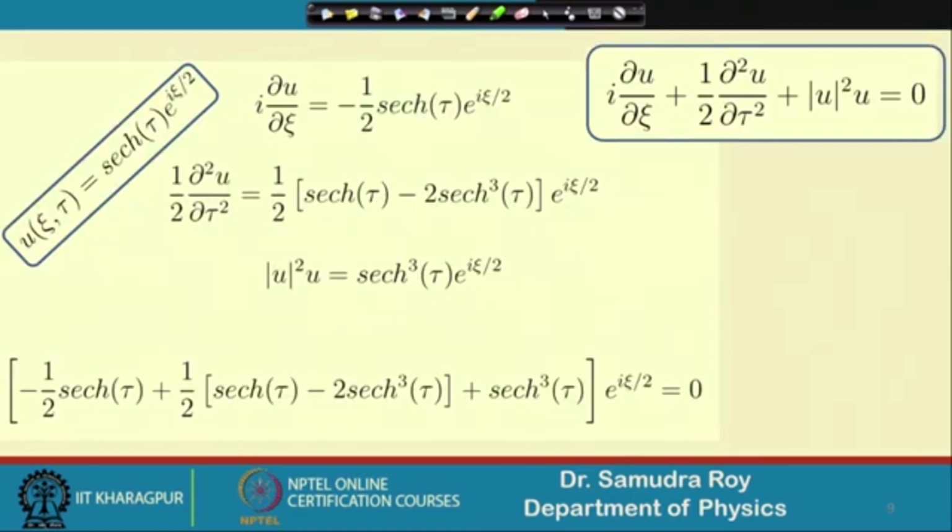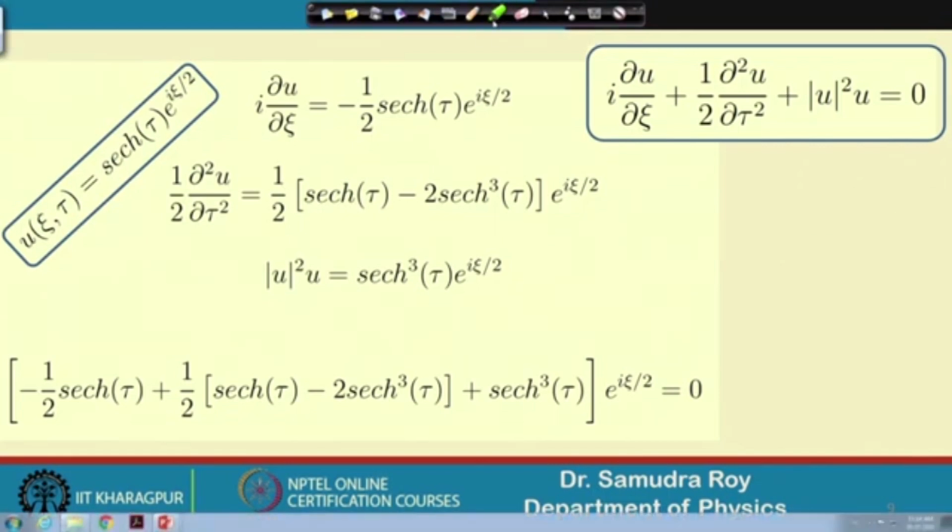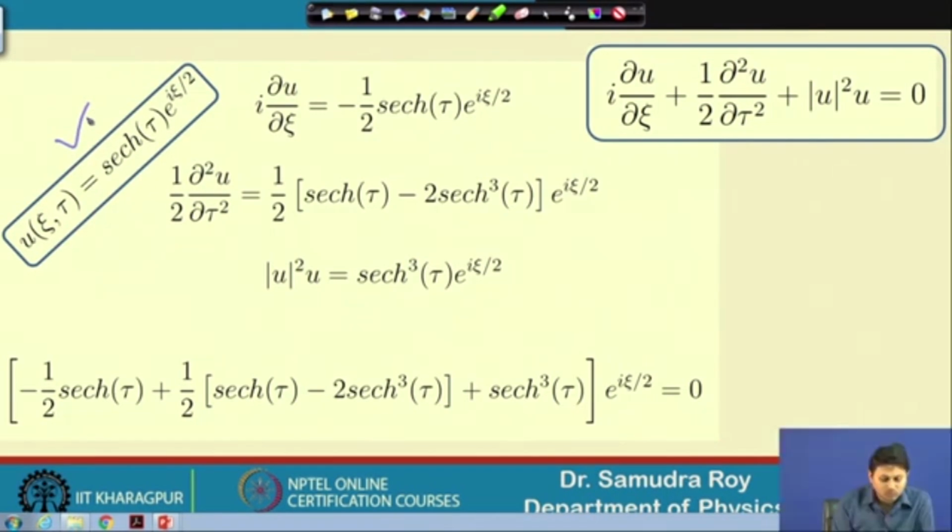So, now we have the solution in our hand. Once we have the solution, the next thing is that we should put this solution into the equation and check whether it is valid or not. In this particular slide we are doing this. Here we have the solution u, which is sec hyperbolic tau e to the power i xi by 2. I need to put this into the governing equation and check.